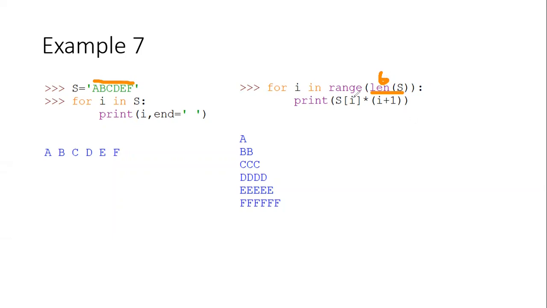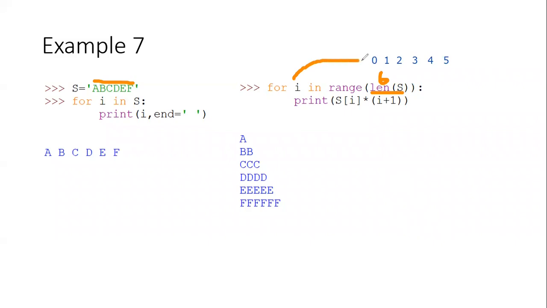Now, what is range 6? Range 6 means 0 to 5. Range 6 means 0, 1, 2, 3, 4, and 5. That is range 6. Now, in the for loop, it takes each value one by one.